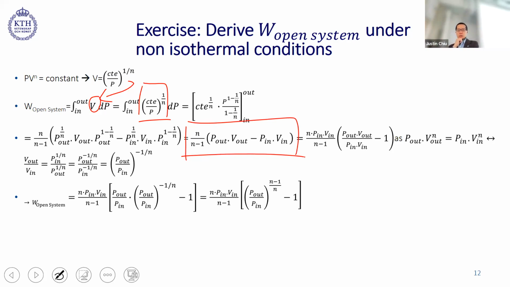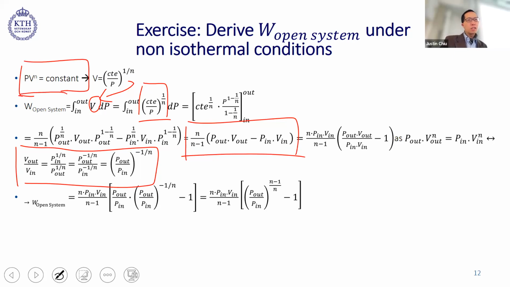And then if you rewrite it so that we get rid of one of the unknowns, because here you see you have 4 unknowns, P out, V out, P in, V in, by rearranging it with this, because we know PV to the power of n is a constant. So basically we can get rid of one unknown, right? So P1 V1 to the power of n equals P2 V2 to the power of n. That's how we get rid of one unknown. And then at the end, we get to this equation.